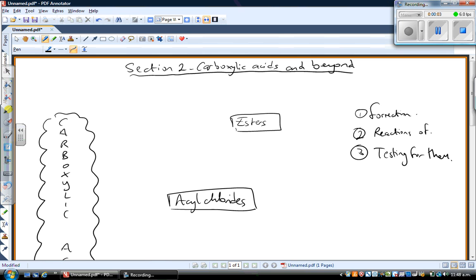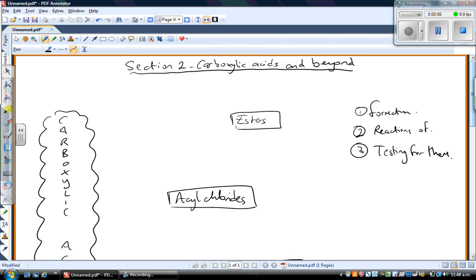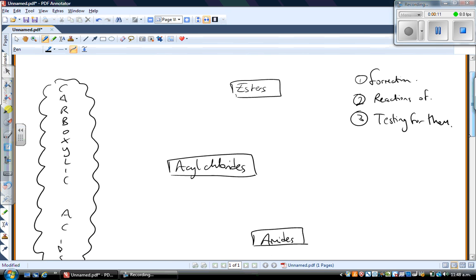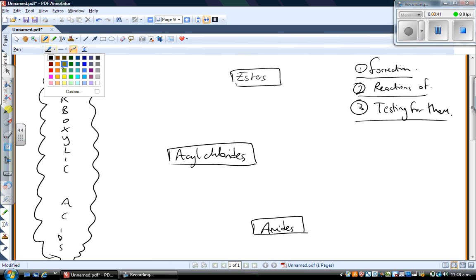So in this video we're going to review section 2, which is carboxylic acids and beyond. First of all, we'll take a quick overview of how these four particular families that we're focusing on are interrelated. This is just one of the sections from your poster. When I draw the links between all four in this manner, then I'll individually look at each of the families and talk about their formation, the particular reactions they undergo, and any tests that you use to identify or distinguish them experimentally.